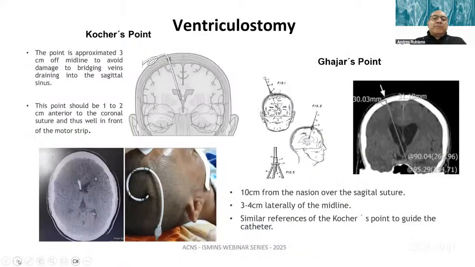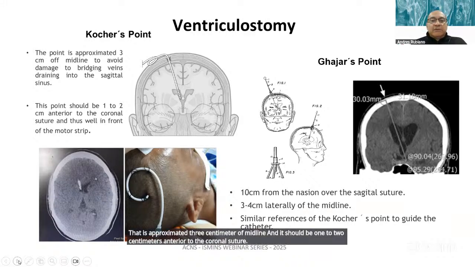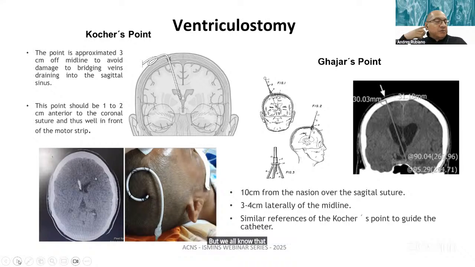So regularly, we all know that the most common approach is Kocher's point, that is approximately 3 centimeters off midline, and it should be 1 to 2 centimeters anterior to the coronal suture. But we all know that sometimes the coronal suture is not palpable if you are doing this freehand.